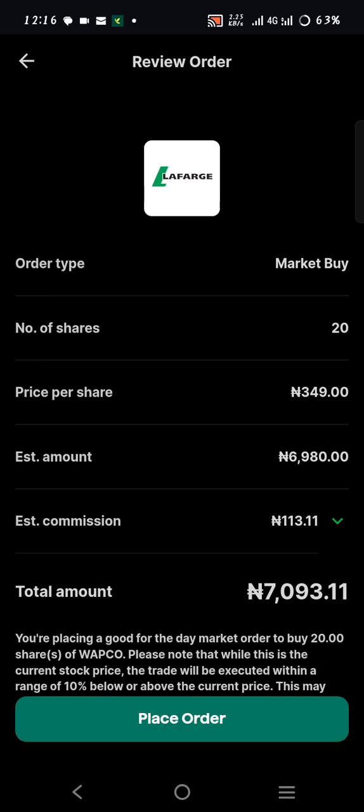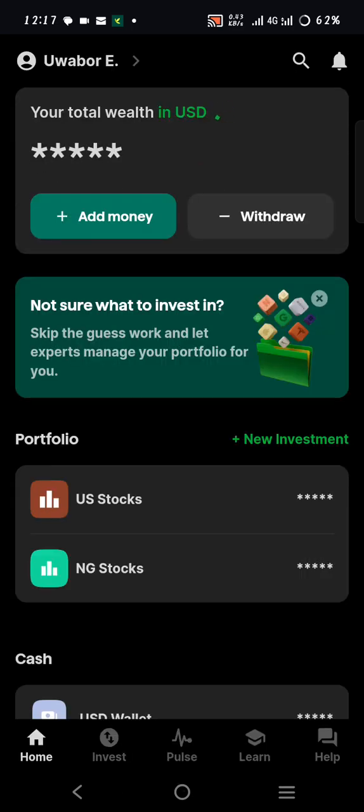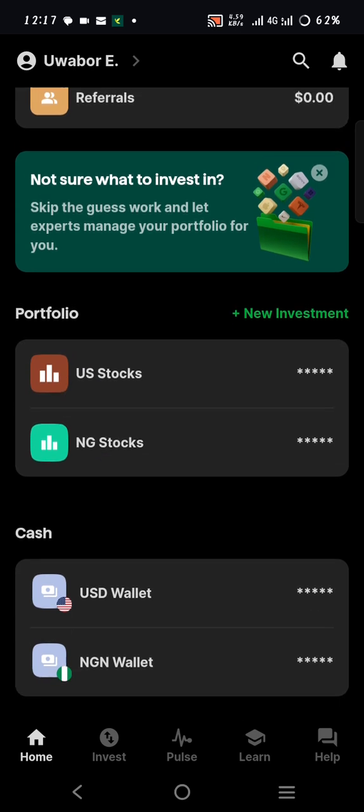So I'm reviewing the order. The 20 units of Lafarge go for 7,093 naira. The 73 naira is the commission added to it. So let me place my order now. Place order, sending order now. It's still sending. Now I will accept the order. I've accepted it and it has been added to my stocks.